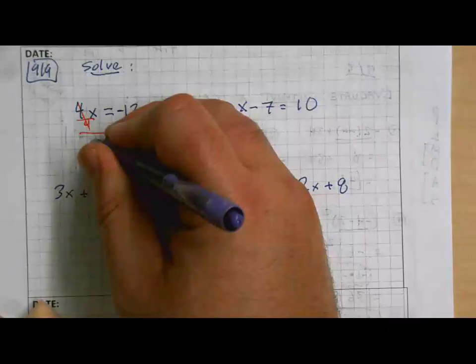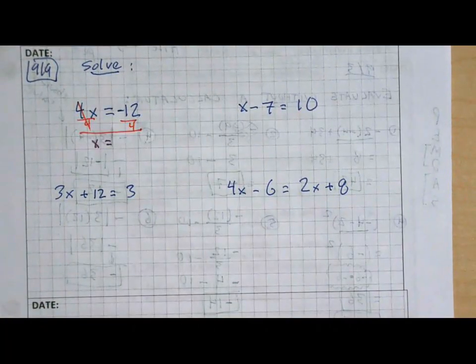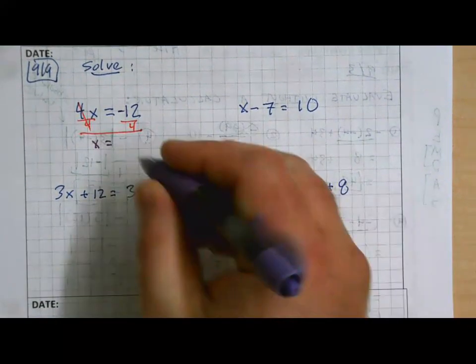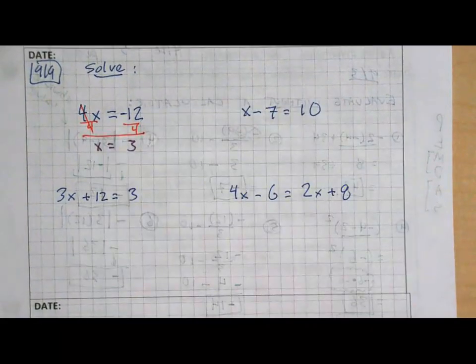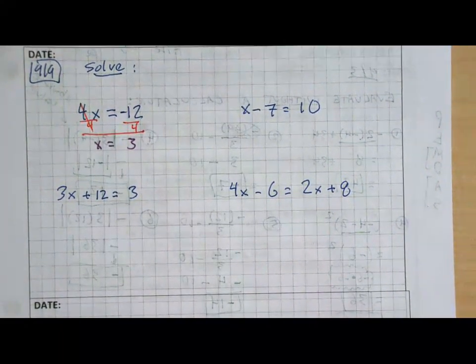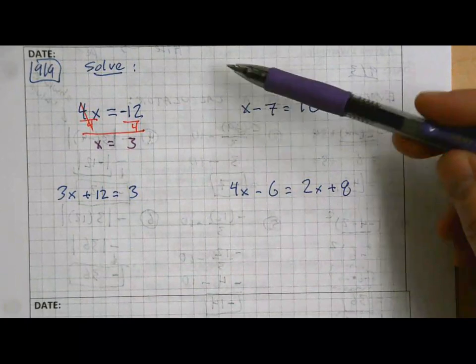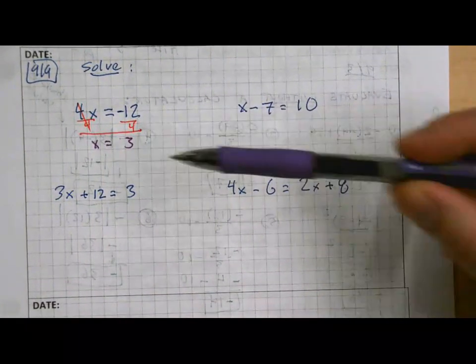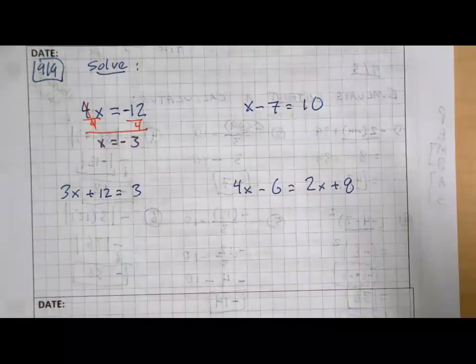That's going to leave us x equals, and then 12 divided by 4 is 3. Should it be positive 3 or negative 3 though? It's a negative and a positive. Signs don't match, so we're going to get a negative answer. So x equals negative 3 for that one.